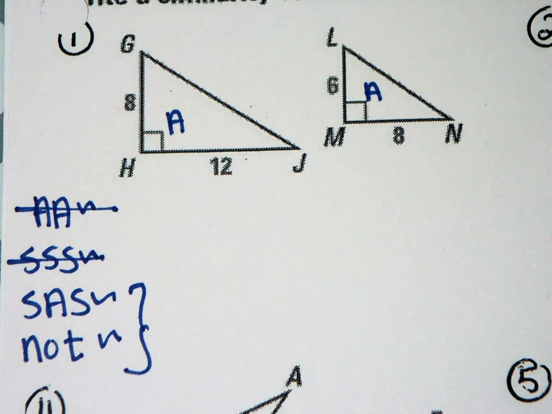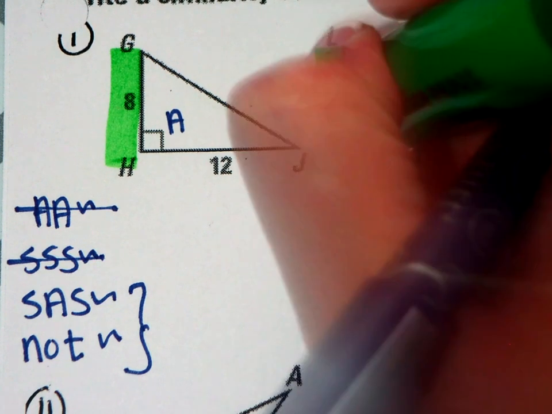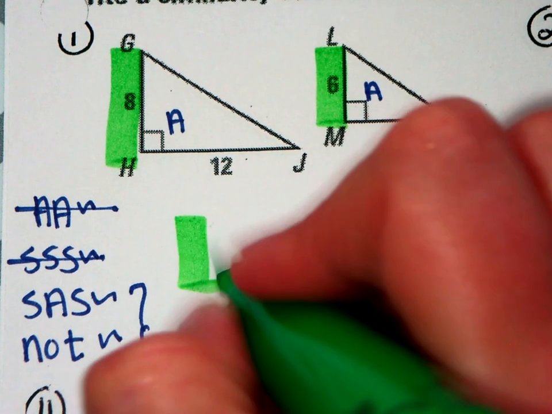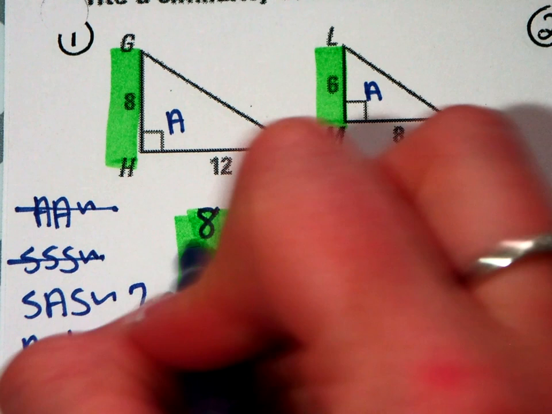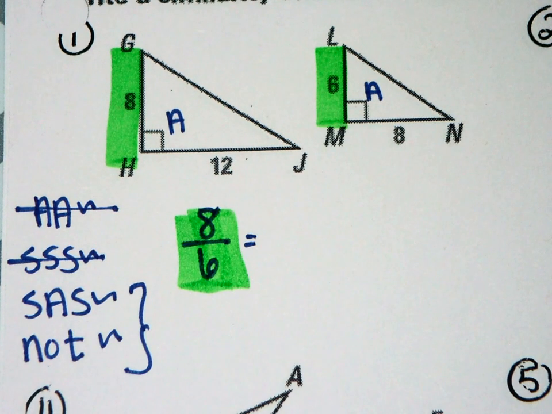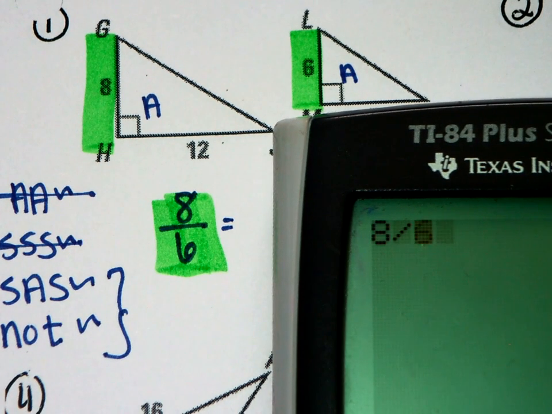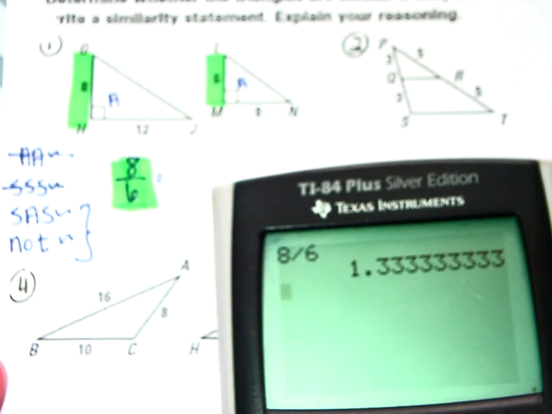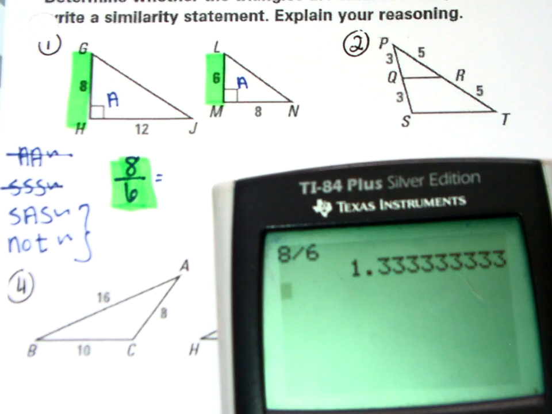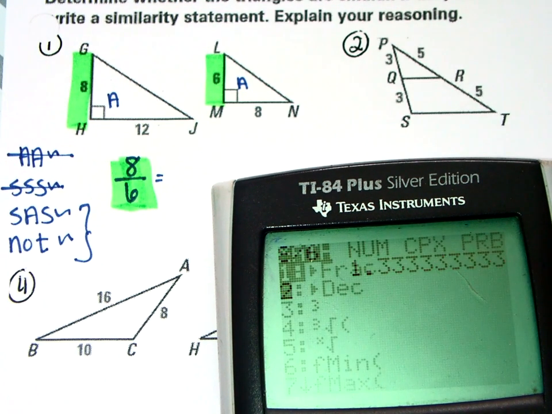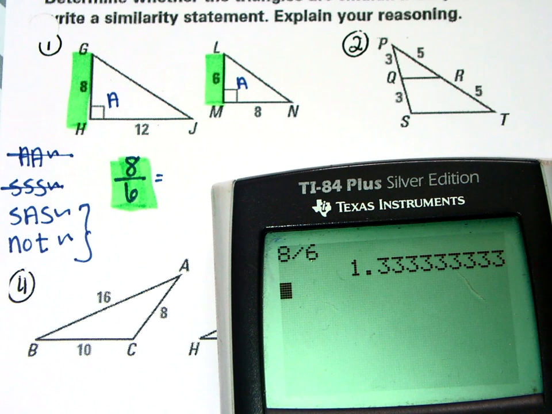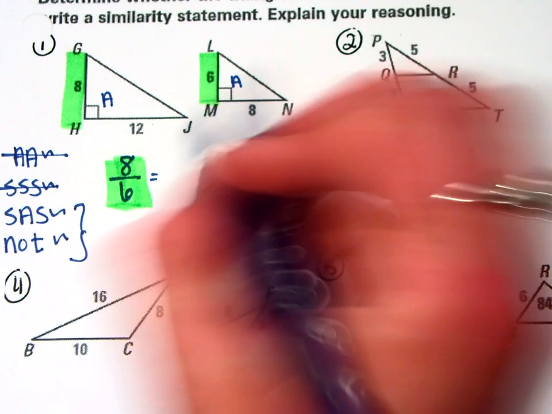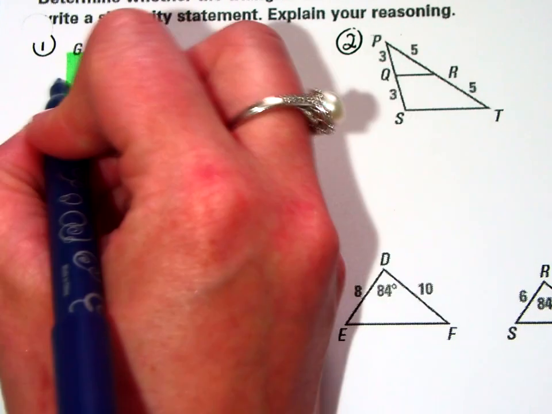The first thing I'm going to do is compare the triangle sides. So 8 corresponds to 6. I'm going to simplify 8 over 6 in my calculator. 8 divided by 6 gives me a decimal of 1.3 repeating. I'm going to change that to a fraction by pressing math, enter, and I get 4 over 3.